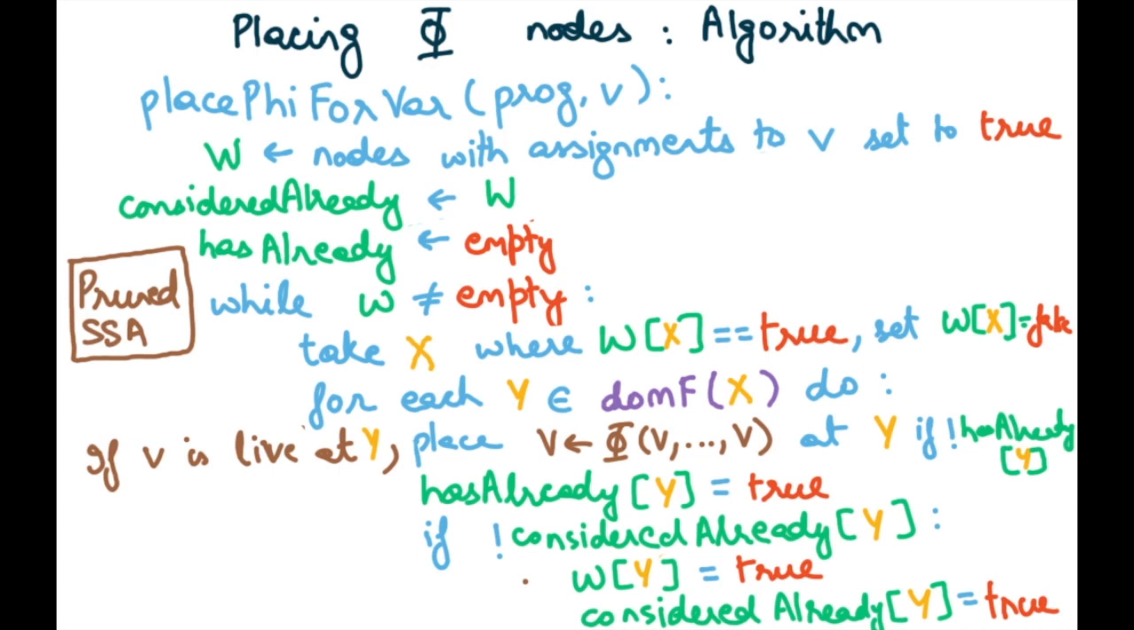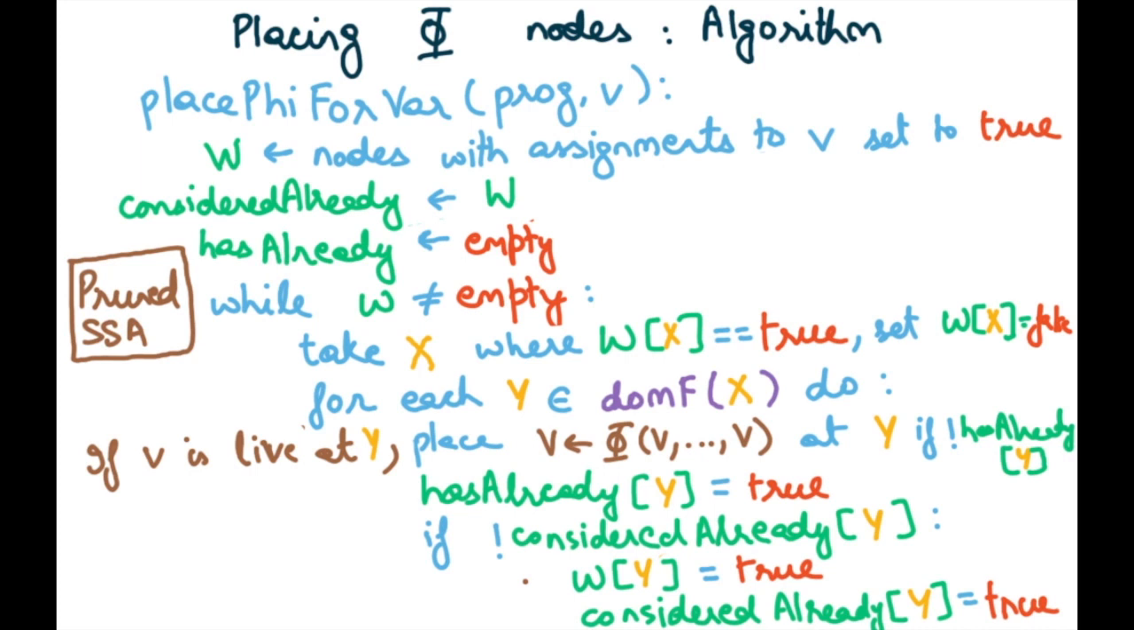Now I want to point out that this algorithm that I just mentioned is for minimal SSA, but recall that we also discussed another form of SSA, which is pruned SSA, which is a stricter requirement, which says that you place a phi node only if the variable v will be used in the downstream nodes, or in other words, if v is live at y. And so just a simple change to this algorithm can adapt it to pruned SSA. You just need to check whether v is live at y or not.